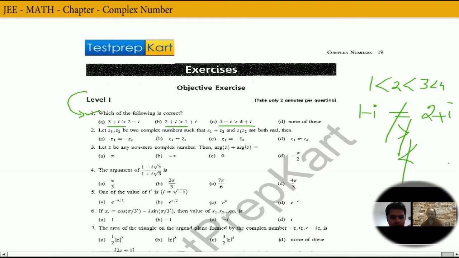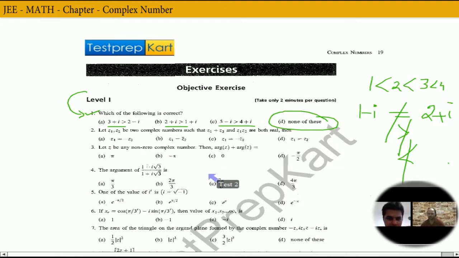So what can you say? Cannot be arranged. So we cannot get to know which one is greater. Yes, we can't say whether one complex number would be greater than the other or less than the other or not. So that's why none of this.